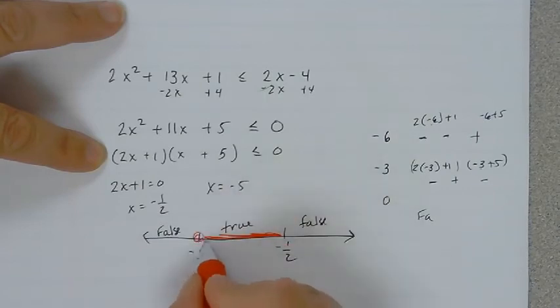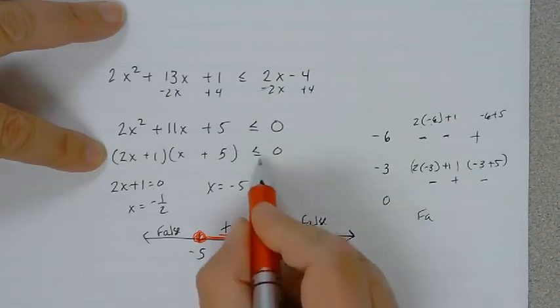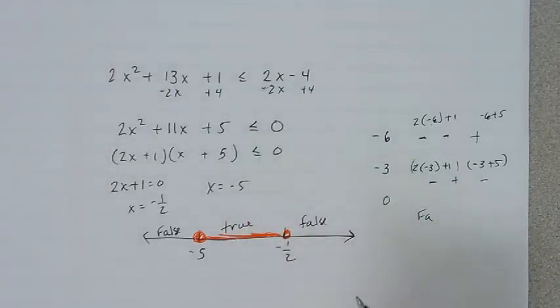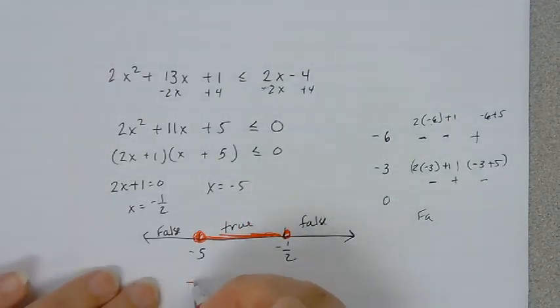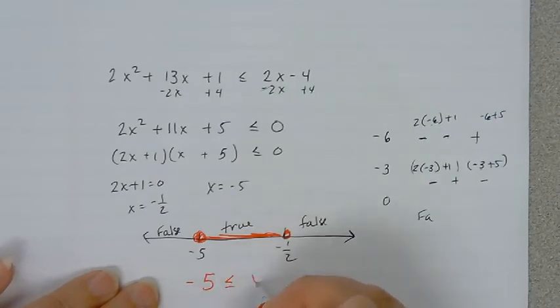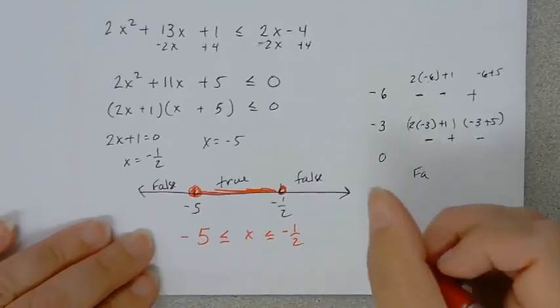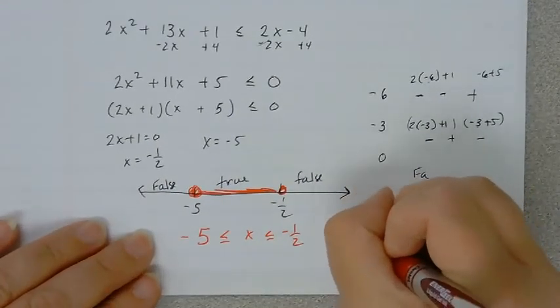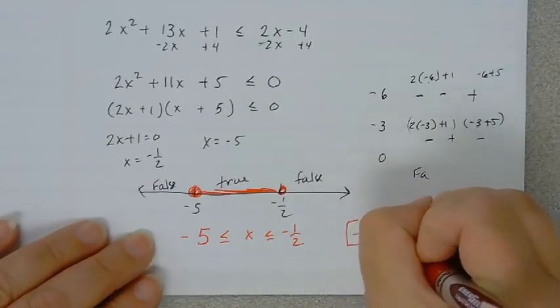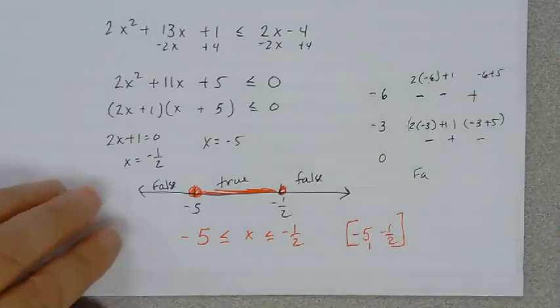Since there's a line under, this one's actually going to have a closed circle. If it didn't have a line under it, it would be an open circle. And so the way I would write this is negative 5 is less than or equal to x is less than or equal to negative 1/2. If the question asks for interval notation, we would say it goes from negative 5 to negative 1/2 bracket.